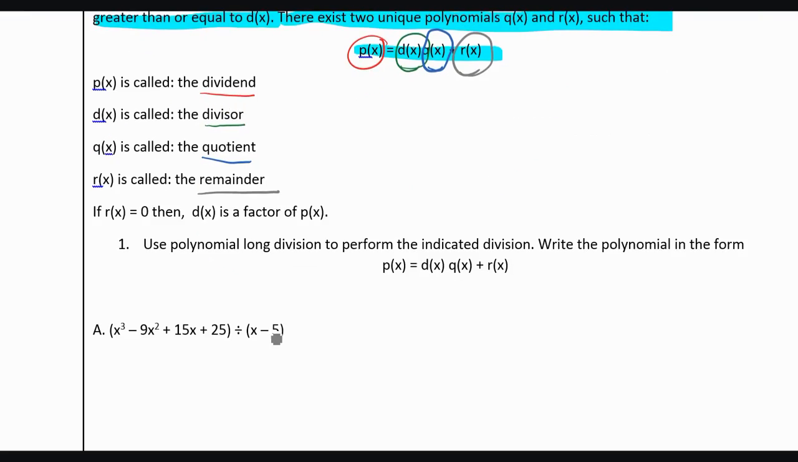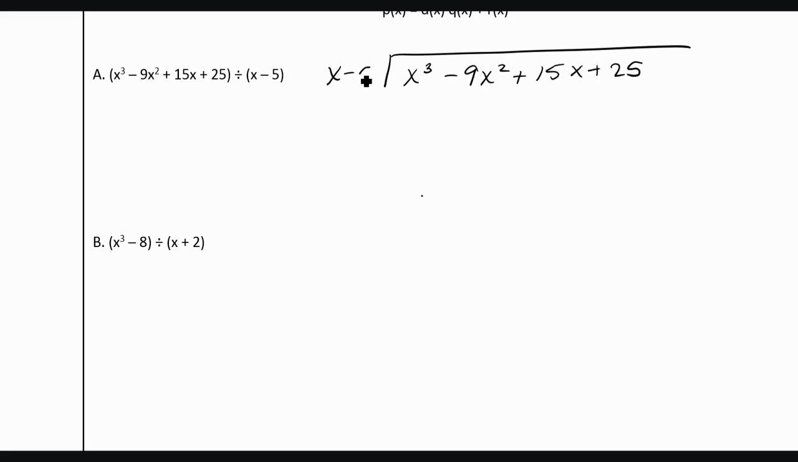Okay, so we're going to go ahead and do some polynomial long division. We want to divide x cubed minus 9x squared plus 15x plus 25 by x minus 5. So we're going to set up this kind of division box like you would have with numbers. We're going to put the terms in descending order. If you're missing any, for example, if we didn't have an x squared term, we would put in 0x squared. And then we'll put our divisor here.